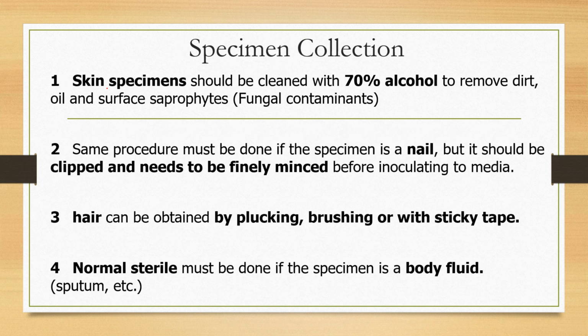Now let's talk about specimen collection, class. For specimen collection, if you're going to acquire skin specimens, it should be cleaned first with 70% alcohol. The reason for cleaning it with 70% alcohol is to remove dirt, oil, and surface saprophytes. When you say saprophytes, class, these are fungal contaminants.